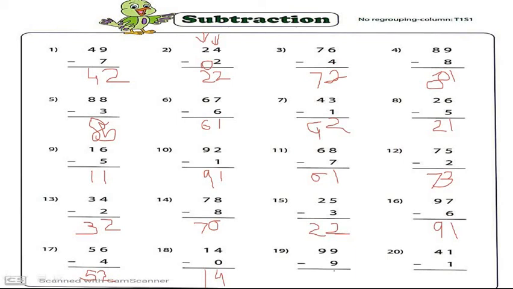99 minus 9. 9 minus 9, we get 0. 9 minus 0, we get number 9. 41 minus 1, yeah, we get 0. 4 minus 0, we get the same answer.